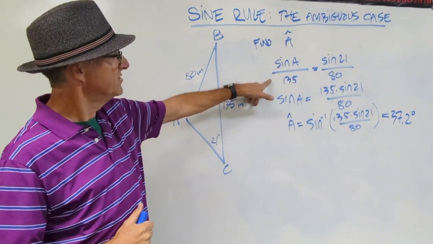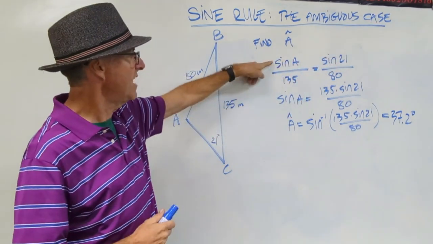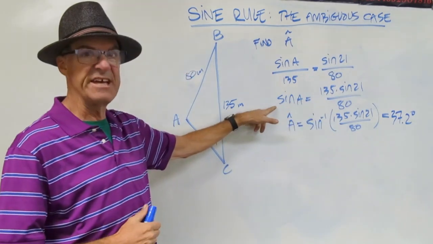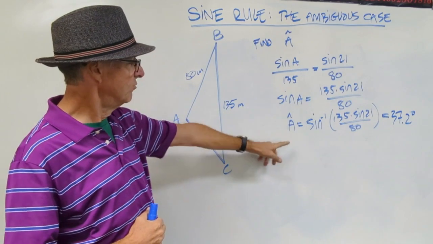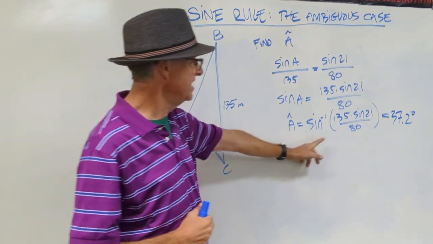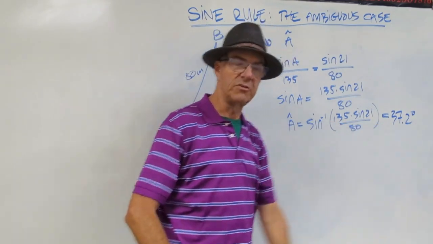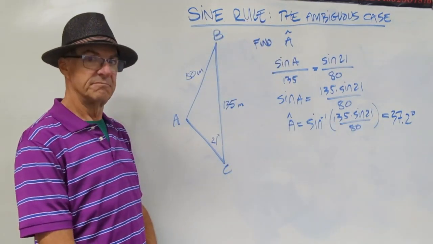So here's my equation set up. I've got my sine functions on top on both sides. I realize that way I can just multiply up with my 135, and my sine A is in the right spot. It's on top of the fraction. And then I rearranged everything. Angle A is sine inverse of all of that. And I get 37.2. So hopefully that's what you got, and good job on that problem.